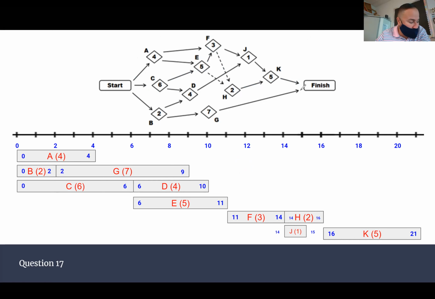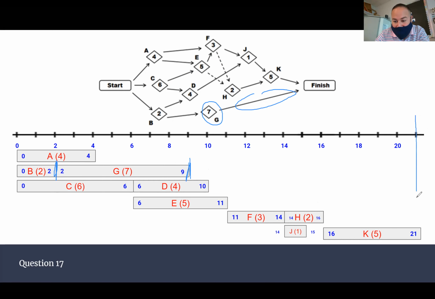Question 21 says, how many weeks can activity G be delayed without affecting the overall completion time? Well, look at G. Does anything have to wait on G to finish? No. We know G can start right after B, which is why it's on the timeline. Once G starts at 2, it's going to end at 9. Nothing is waiting on G, absolutely nothing, according to the chart.